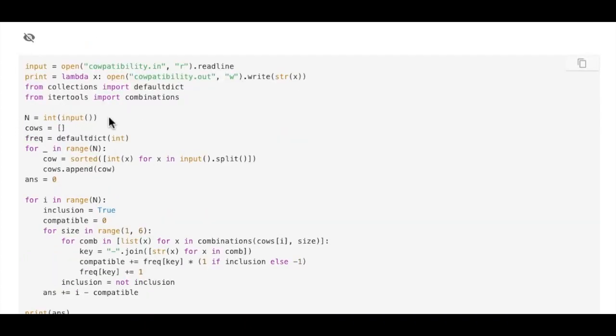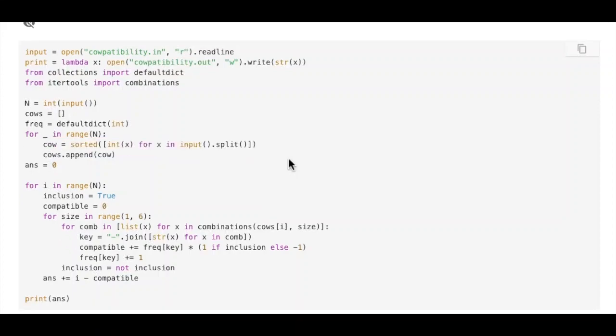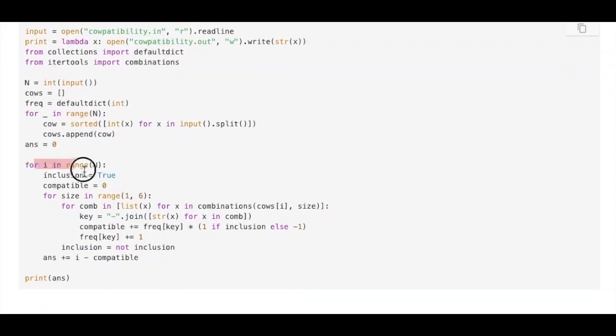And then first we're going to read the input, and then we have to sort the input as well. Because when we are talking about ice cream flavors 1, 3, it should be equivalent to 3, 1. And 1, 2, 3 should be equivalent to 3, 2, 1, and so on and so forth. That's why we sort, and then every tuple will be the same. And after that, we just iterate for every cow.